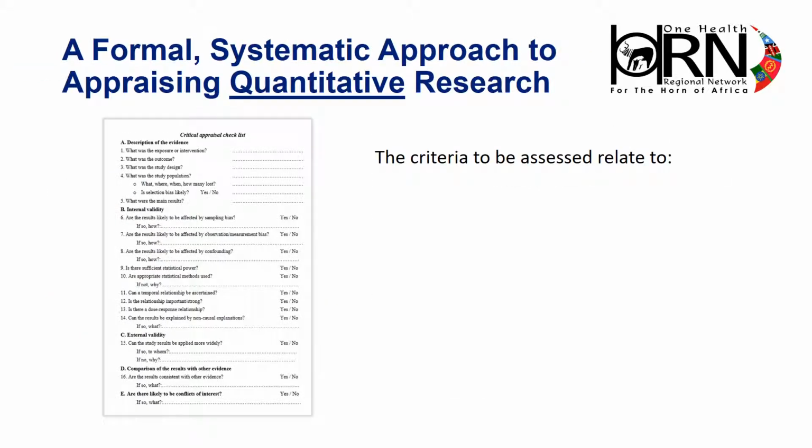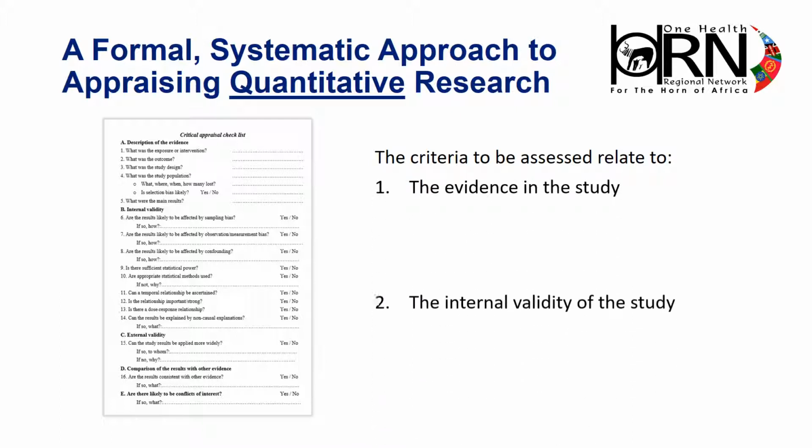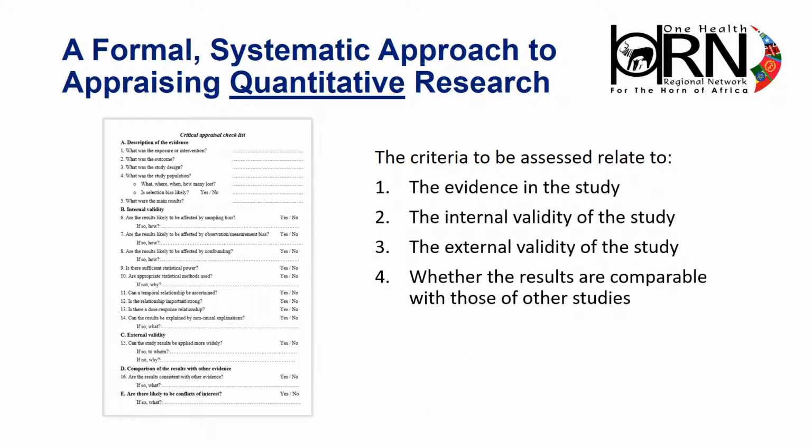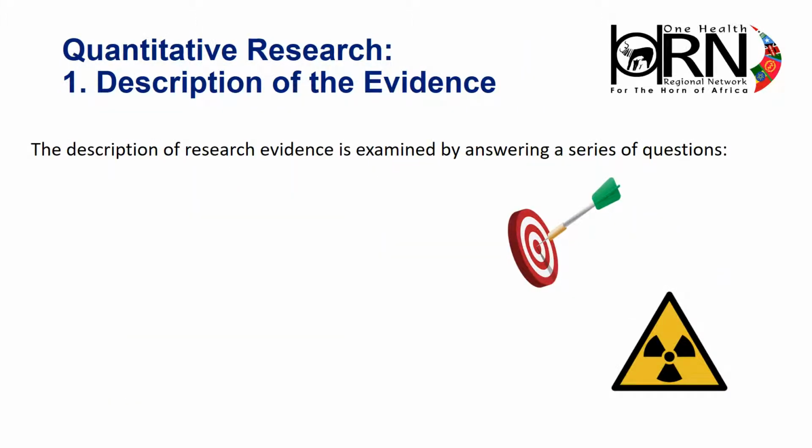Quantitative and particularly epidemiological studies can use specific criteria to assess research. These describe the evidence in the study, the internal validity of the study, the external validity of the study, and whether the results of the study are comparable with those of other studies. The description of research evidence is examined by answering a series of questions.